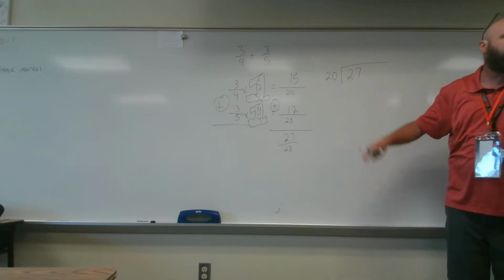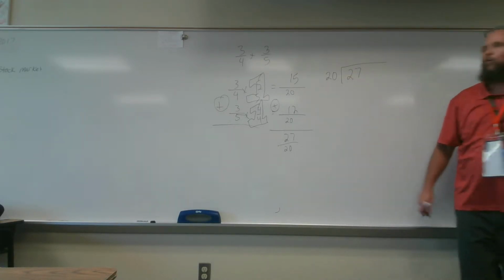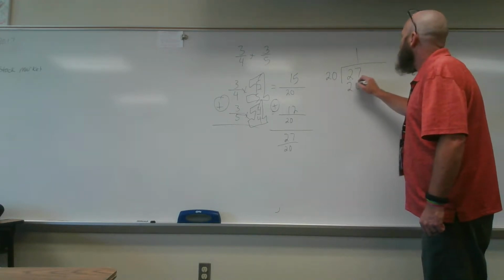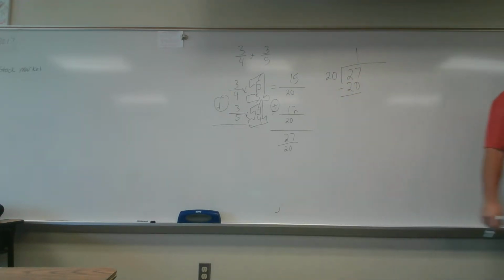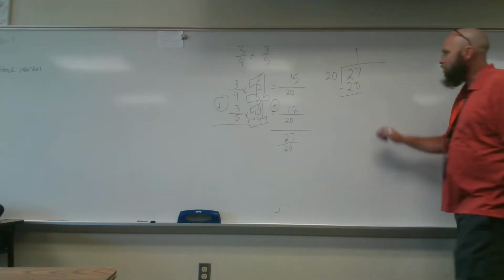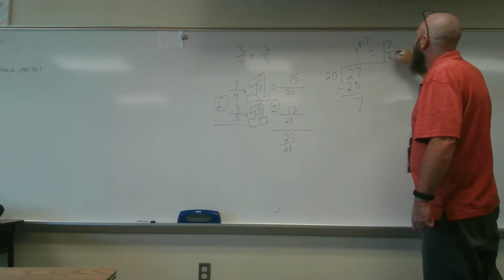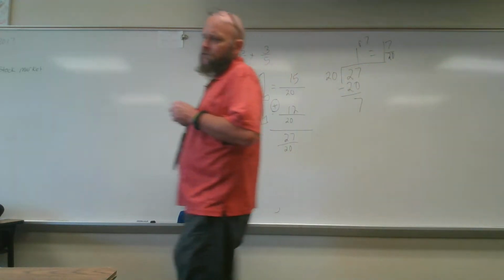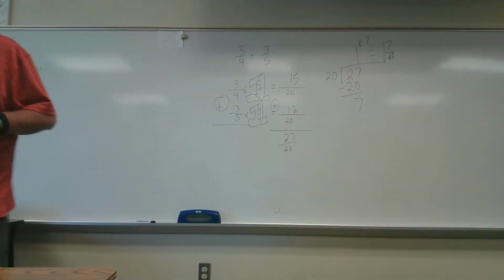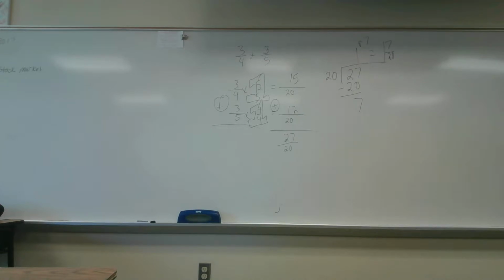20 goes into 27 how many times, Olivia? 1. 1 times 20 is 20. Subtract. 27 minus 20 is? 7. 1 remainder 7, or 1 and 7 twentieths, which gives us an answer of C. C, let's look at 13.